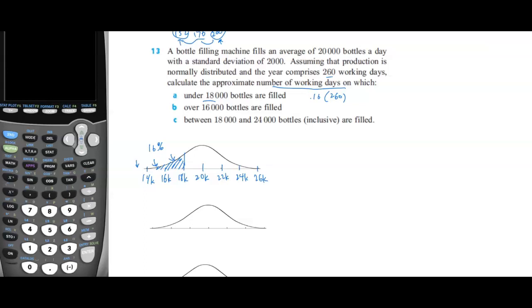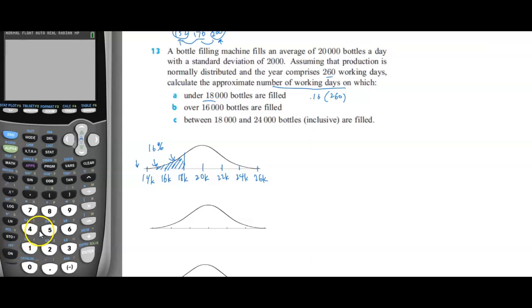Okay, so now we're going to need the calculator. I'm going to flip it on. And I'm going to do 260 times 0.16. 16% is 0.16 multiplied. And the answer is 41.6 days. Now, on the IB exam, if they ask you for the approximate number of working days, we're going to round that up to a whole number of working days, so we'll say 42. Okay, 42 days.